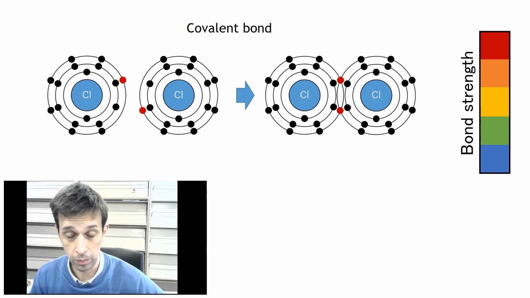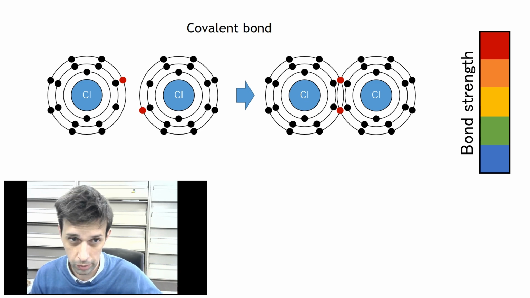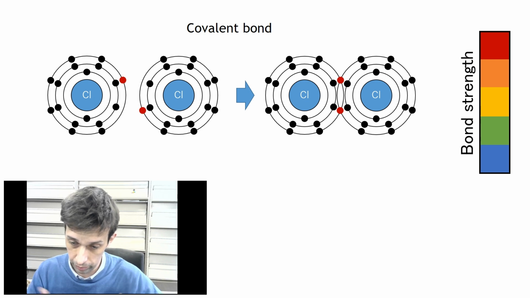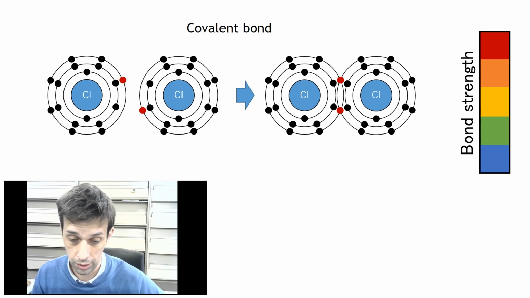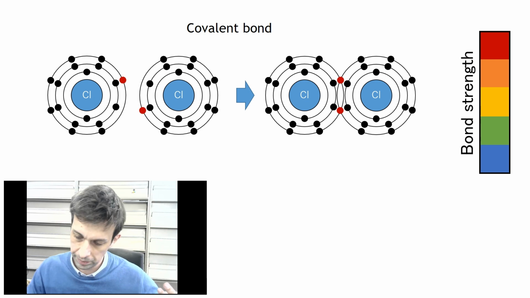it's also quite tough. And in this example, we have chlorine, which has 7 electrons on the outer shell, which means another chlorine, another 7 electrons on the outer shell. If they share 1 electron each, they can almost feel like they have 8 electrons on their outer shell each.